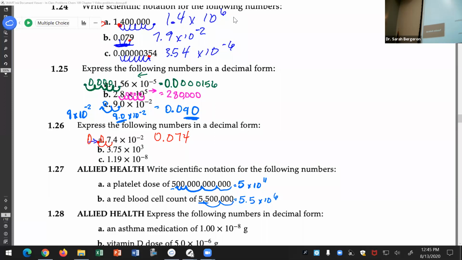Okay. The next one, we're going to get a number that is greater than 1. So we're going to make it big. We're going to hop 1, 2, 3 times and put in an extra 0. So that's 3,750.